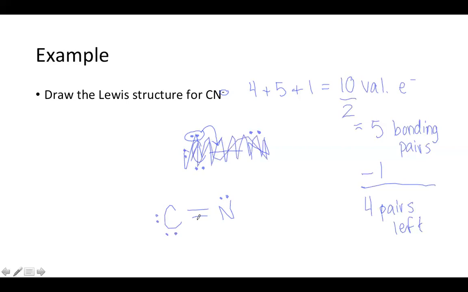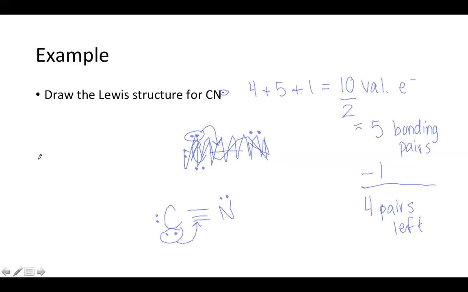So now let's check and see if that works. Carbon has 2, 4, 6, 8, so carbon's still good. Now nitrogen has 2, 4, 6, so nitrogen is still not satisfying the octet rule. So let's do the same thing again. Let's take one of these lone pairs that carbon has just to itself and make carbon share that with nitrogen.